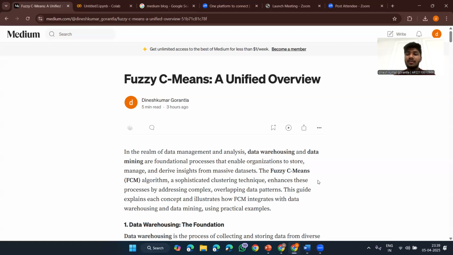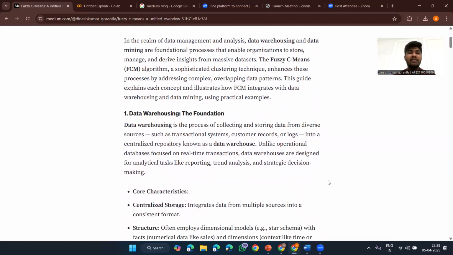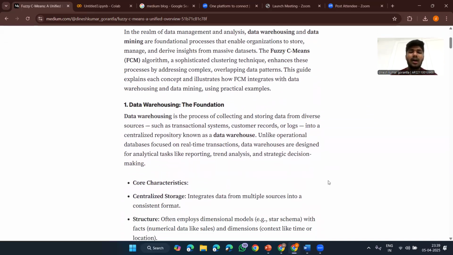examples. First, we will go into data warehousing, the foundation. Data warehousing is the process of collecting and storing data from diverse sources such as transactional systems, customer records, or logs into a centralized repository known as the data warehouse. Unlike operational databases focused on real-time transactions, data warehouses are designed for analytics tasks like reporting, trend analysis, and strategic decision making.